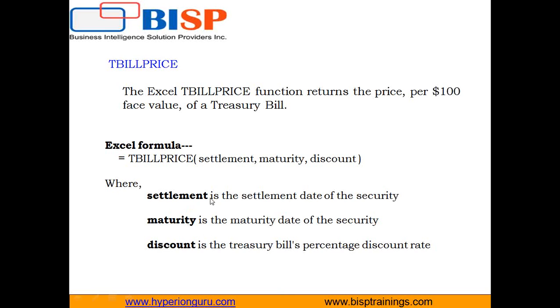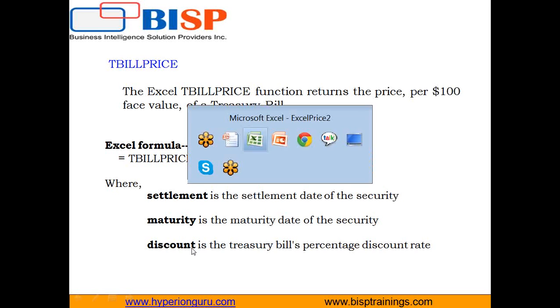The first is the settlement date, and the settlement date is the date that you take possession of the investment. Then you have the maturity date, and that is the date that the interest plus your original principal is due. And then finally you have the discount rate, which is the annual percentage rate assigned to the investment. So let's look at an example.